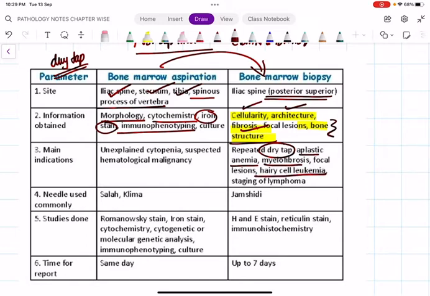So what are the conditions? If you are doing a bone marrow aspiration and you get a dry tap, immediately ask the patient to do a bone marrow biopsy. That is the first indication.